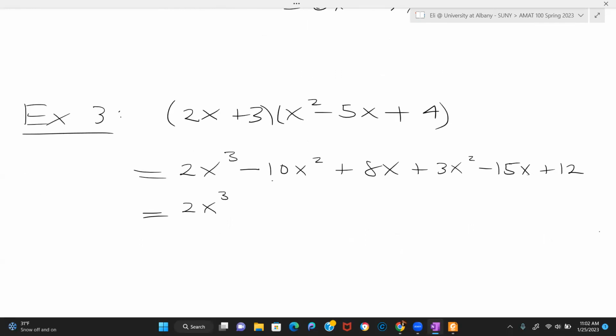I know that in order to combine this with this, I simply add the coefficients. So this is going to give me -7x squared. And then I'm going to combine this 8x with this -15x. To do that, again, I simply add the coefficients. So it's 8 minus 15, so it's going to give me -7x. And then there's this plus 12 because this is the only constant term.